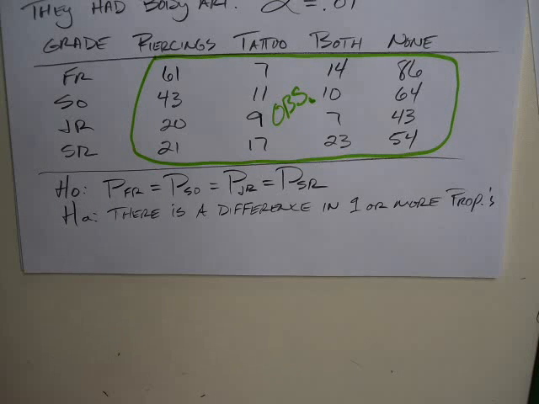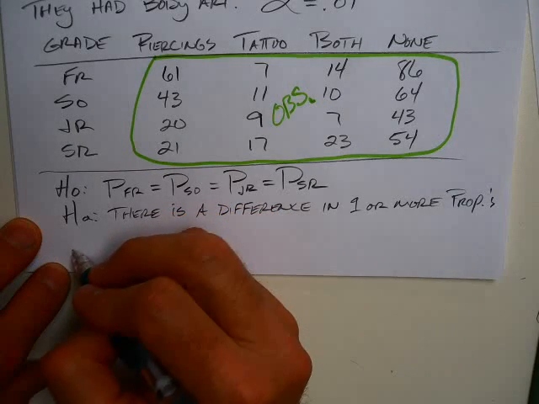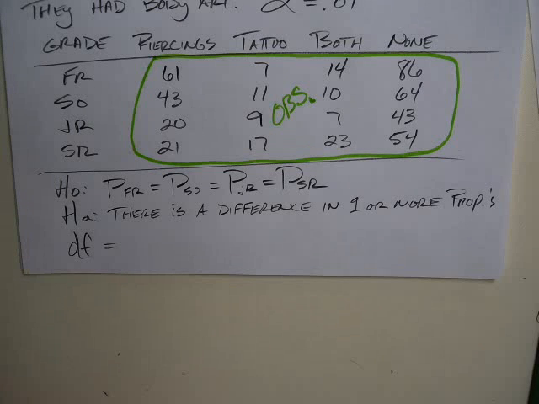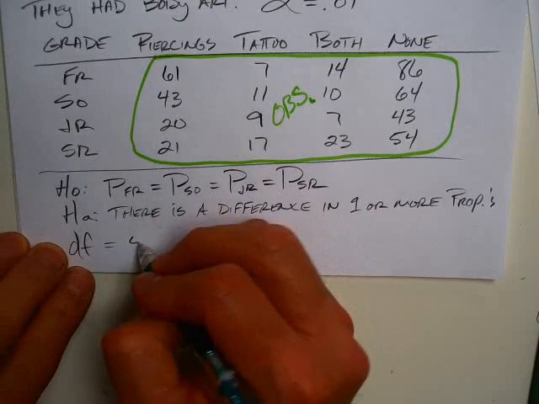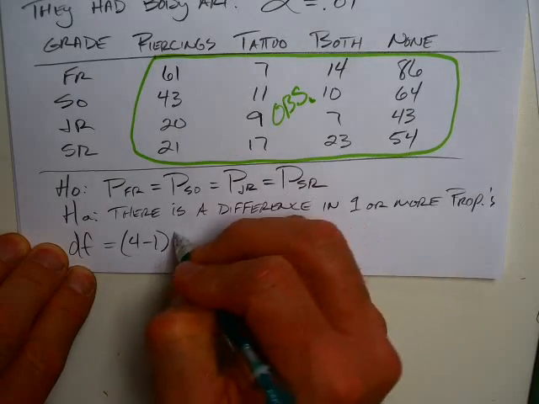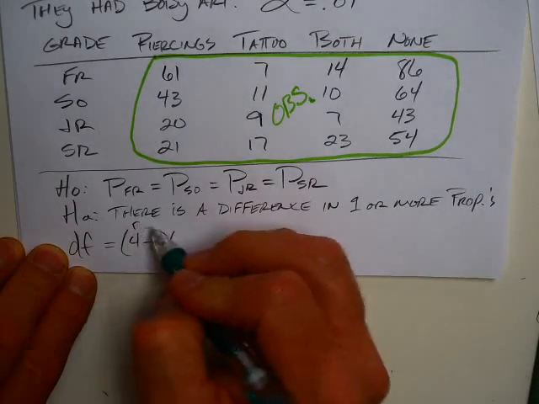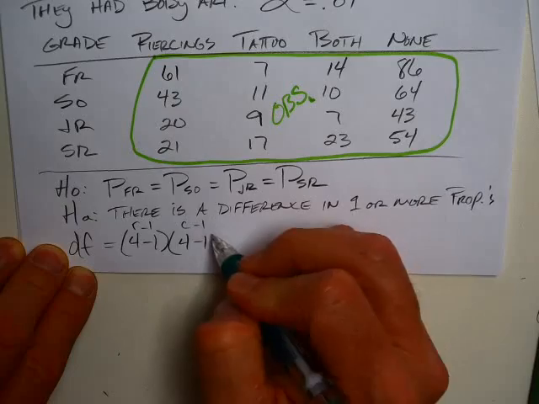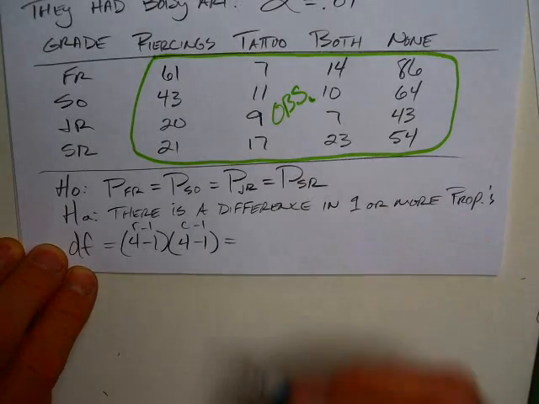There's a difference in one or more proportions. Okay. We're going to go to the calculator here in just a second, but let's calculate our degrees of freedom. For our degrees of freedom, it's going to be the rows minus 1. So how many rows? 4, right? There's 4 rows minus 1. So that's going to be 3. Times the number of columns minus 1. That's also 4, right? So 3 times 3 is 9.